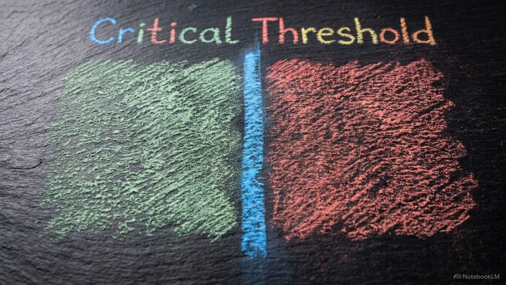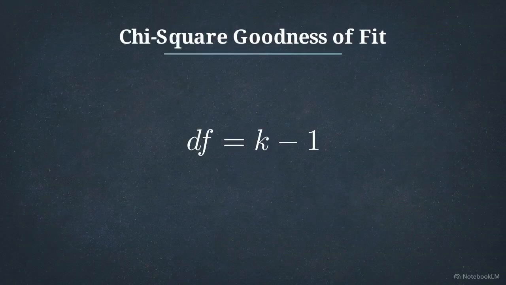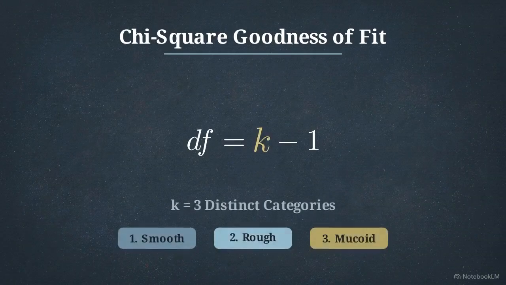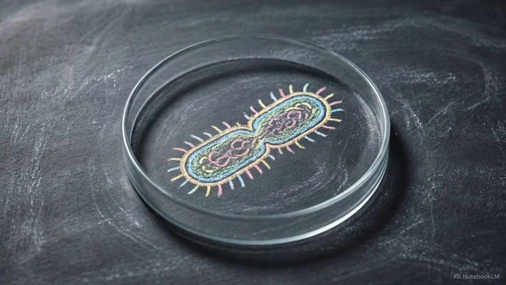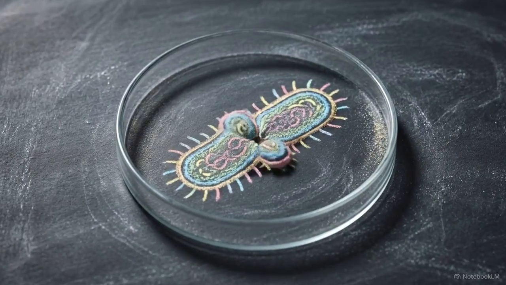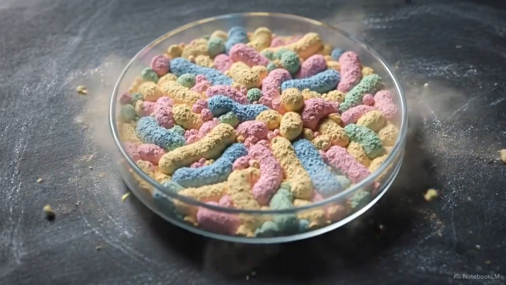To interpret this number, we need a critical threshold, which requires calculating the degrees of freedom. For a single variable goodness of fit test, the formula is simply the number of distinct categories minus 1, or k minus 1. Applying that to our experiment, we have three bacterial categories. 3 minus 1 gives us a degrees of freedom of exactly 2.